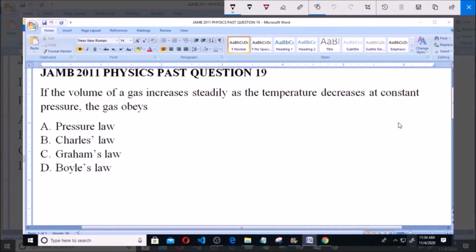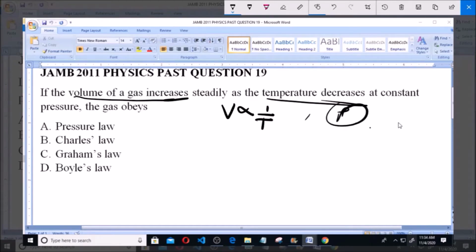If the volume of a gas increases steadily as the temperature decreases at constant pressure, the gas obeys A. Pressure law, B. Charles law, C. Graham's law, D. Boyle's law. So you have four gas laws given to us, and we're asked for the one which describes the volume of a gas increasing as temperature decreases at constant pressure. So this is more or less like an inverse proportionality. So which of the following describes inverse proportionality between volume and temperature? Okay, now, and of course at constant pressure.